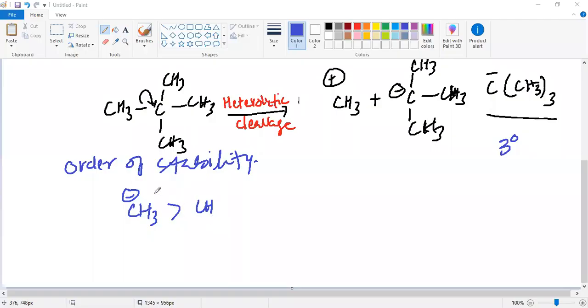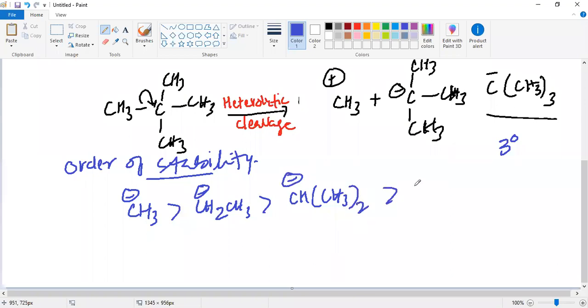So we are studying the order of stability. Methyl is the most stable. Then we have CH2CH3 kind of, and then we have (CH3) twice, and then we have (CH3) thrice. These types of carbanion. So we can say methyl is more stable than primary. Primary is more stable than secondary, and secondary is more stable than.